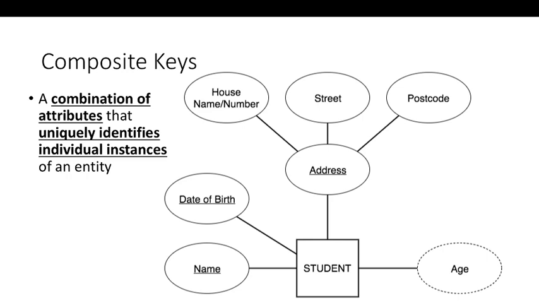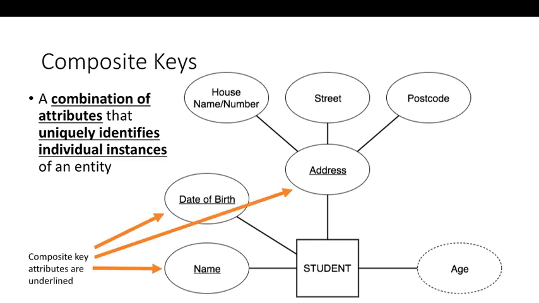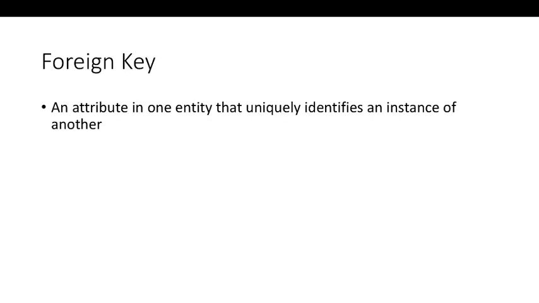I think it's quite unlikely that someone of the same name and the same date of birth lives in the same house, at the same place. So these fields together uniquely identify you. They can become a primary key, and from that we use them as a composite key. So they become a composite primary key. So primary keys uniquely identify an entity. Foreign keys uniquely identify another entity.